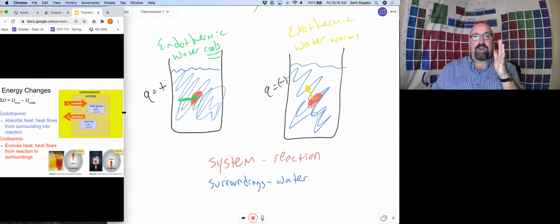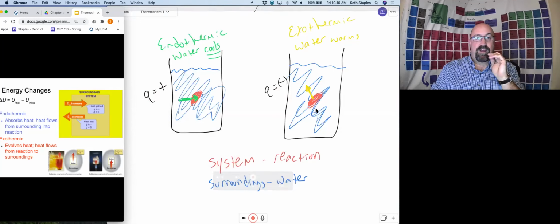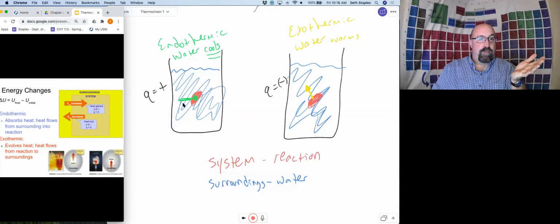Is our energy moving from our system to our surroundings, in which case it's an exothermic system or an exothermic process, or is our energy moving from our surroundings into our system, where it's endothermic and Q would be positive. So always take that pause to just make sure that you're recognizing the direction of energy flow and that you're thinking about that flow from the perspective of the system, of the reaction or the piece of metal, whatever it may be, and assigning a sign appropriately to that process.